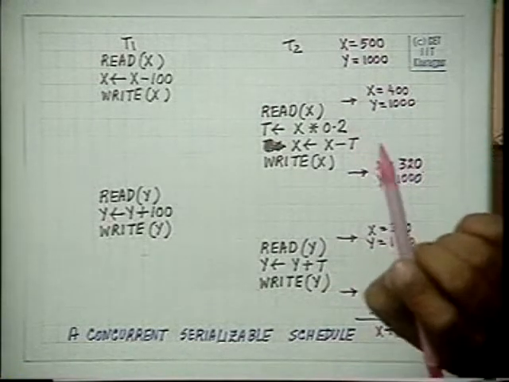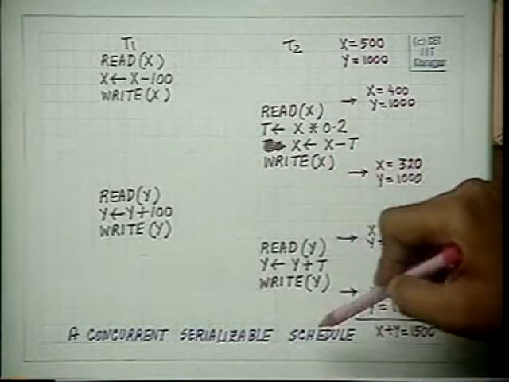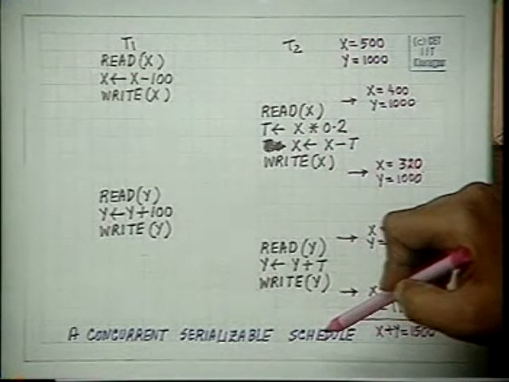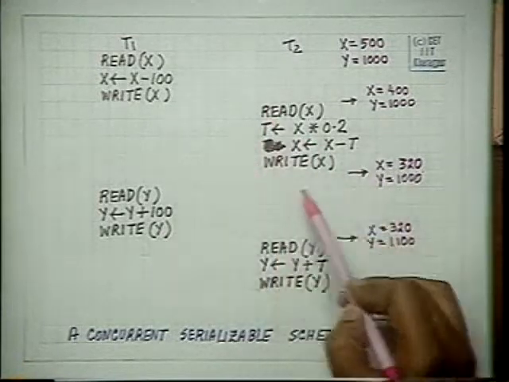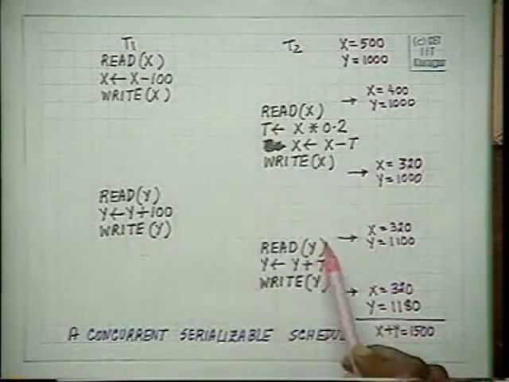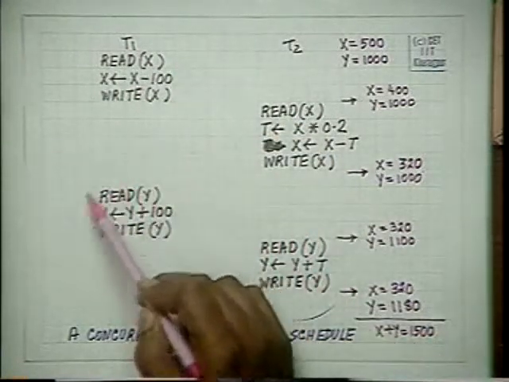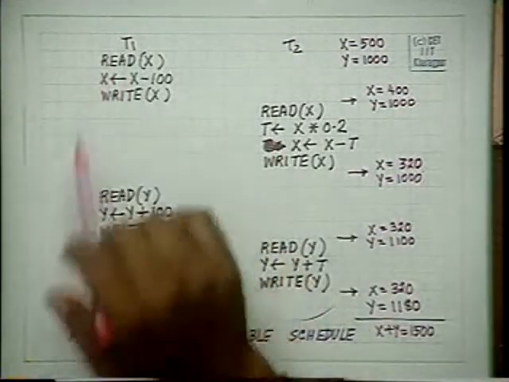So now we come to the exact result, exact output. The output that you get here is equivalent to executing T1 followed by T2. It is not the same as executing T2 followed by T1. On the other hand, if this part was done first, this part second, this part third, and this part fourth, that would also be a concurrent schedule equivalent to T2 followed by T1.